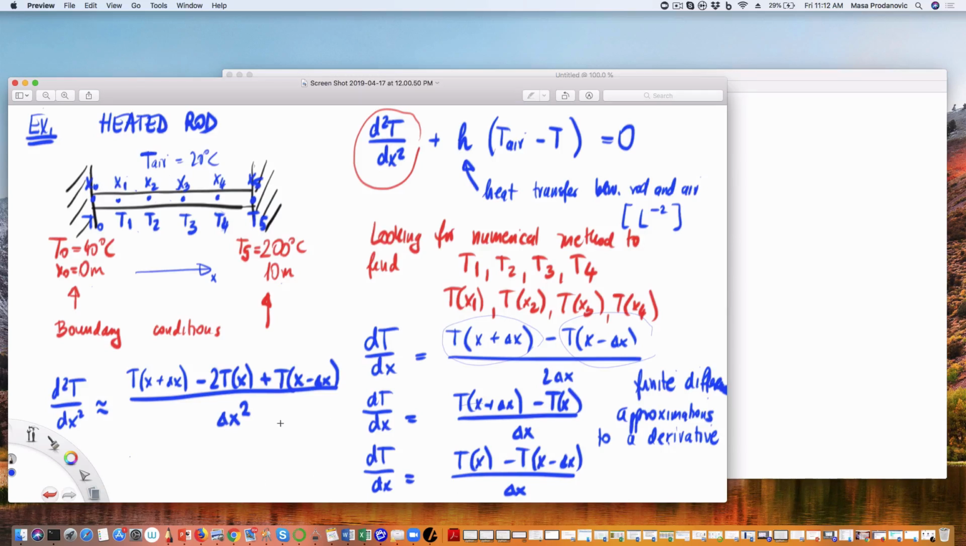So now we actually need to basically apply this operator at point t1, at this point. Okay? So for this point t1, my t of x plus delta x is going to be basically t of x2, right? So t of x2 minus 2t of x1 plus t of x0 divided by delta x squared is the approximation for the second order derivative at this point 1. Do we agree? Okay, so let's write that down.